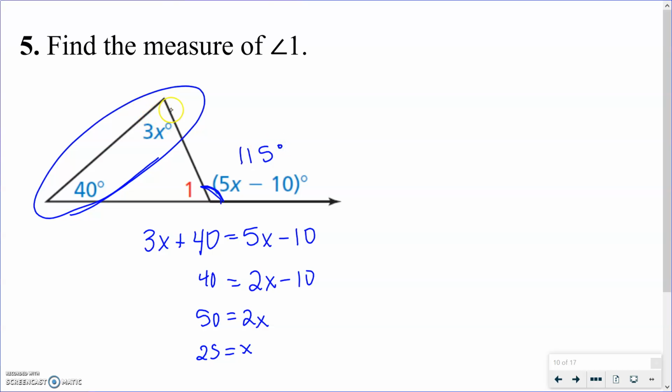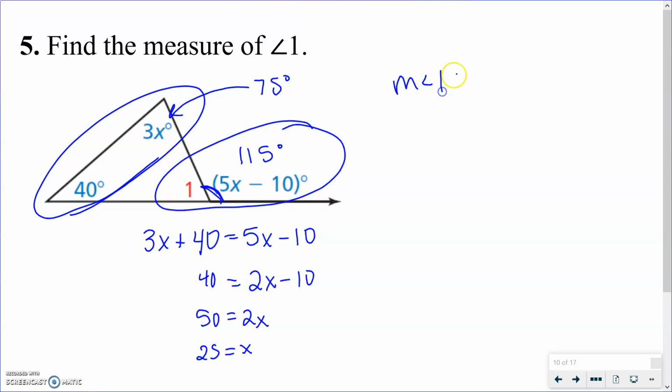I also know that this 3x, this angle here, ends up being 75 degrees. So now I can use either of those pieces to help me. I think it's easiest to use this. If I know these are supplementary angles, so the measure of angle 1 plus 115 degrees equals 180 degrees. So the measure of angle 1 is 65. You could also add 75 plus 40 plus measure of angle 1 and set it equal to 180, and you would also get that that's 65 degrees that way.